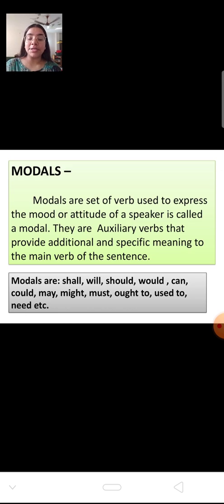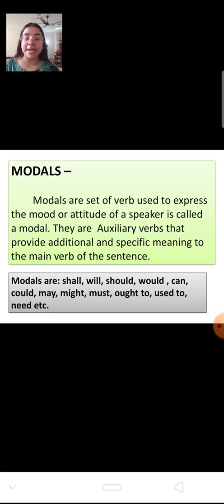Now what are modals? Modals are a set of verbs used to express the mood or attitude of a speaker, and that is known as a modal. Now we all know what a verb is. The action we do, that is known as a verb. When we do something, that is known as a verb. So a modal is also a kind of verb, which is a helping verb.